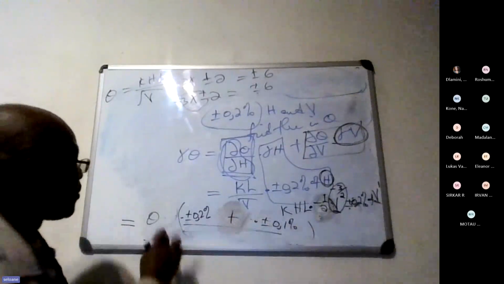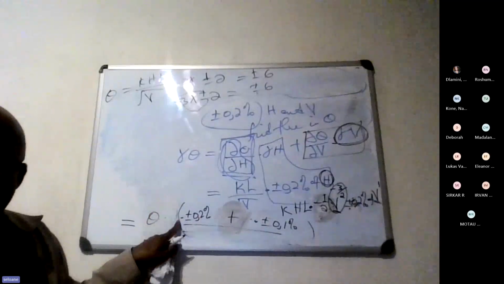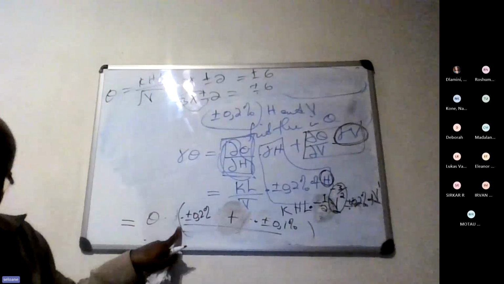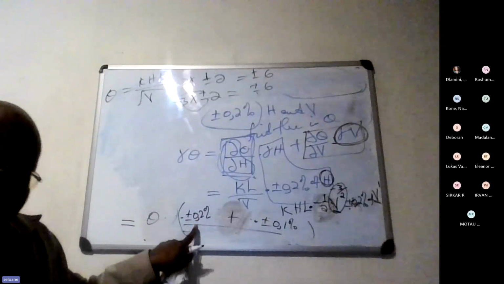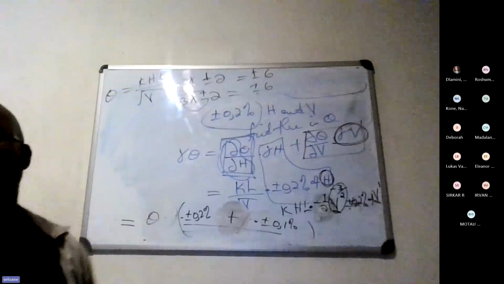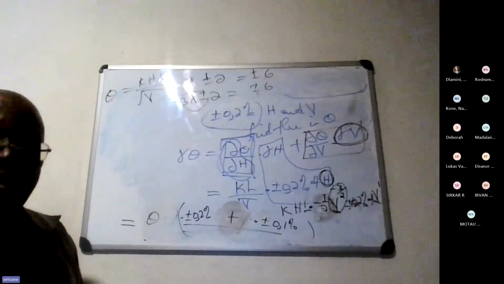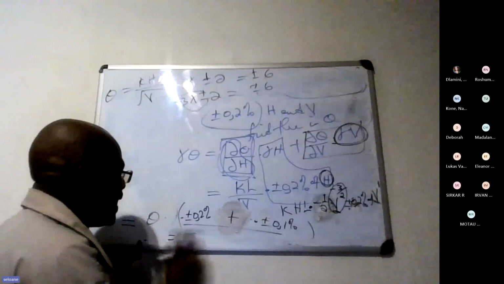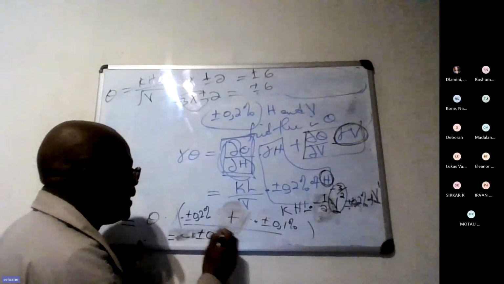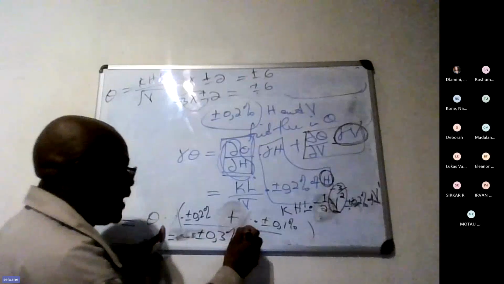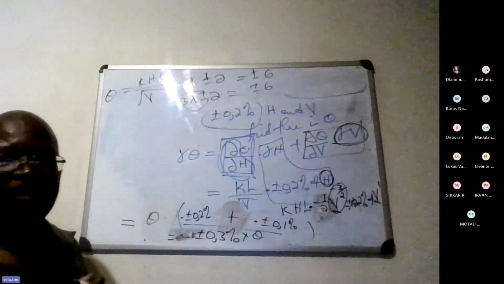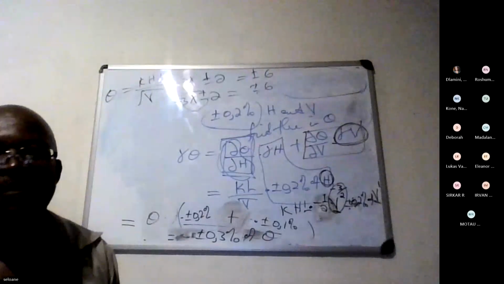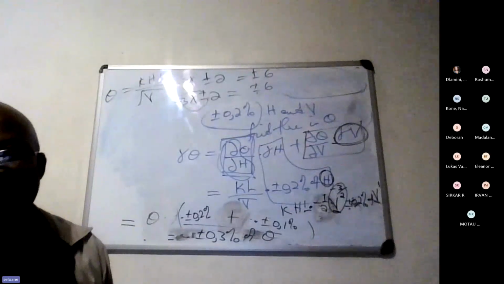We just need to take the plus or minus out together with the percentage. Inside, we are going to be left with 0.2 plus 0.1. And this now definitely is plus or minus 0.3 percentage multiplied by theta, that is, of theta. And then from there we are done.